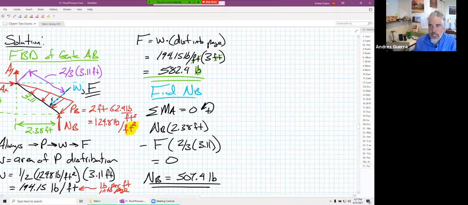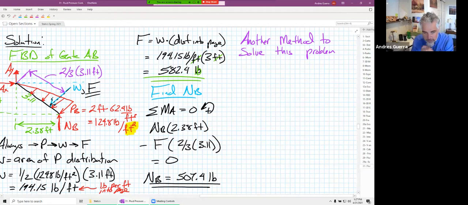Okay, let's look at another method to solve this problem. And yes, I see a question there about whether the normal force acts at the same depth horizontally as the force. Absolutely, right? It would be halfway into the page along that 3 foot width. So, another method to solve this problem.